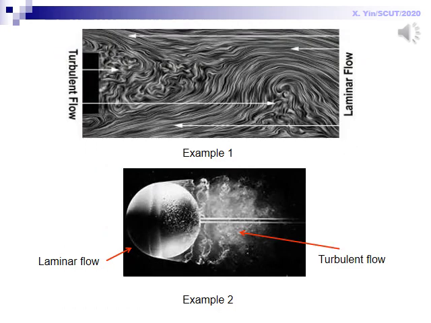These are two photos to show the performance of different flow regions in reality. We see laminar is regular and turbulent is mixing by eddies.